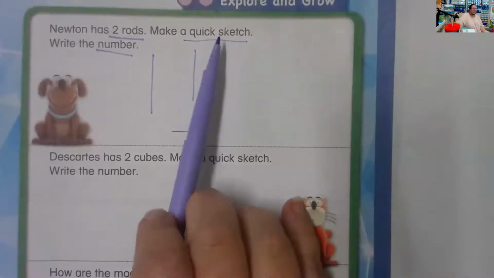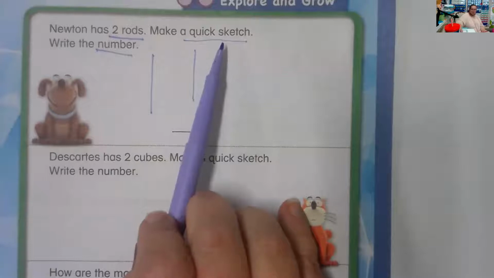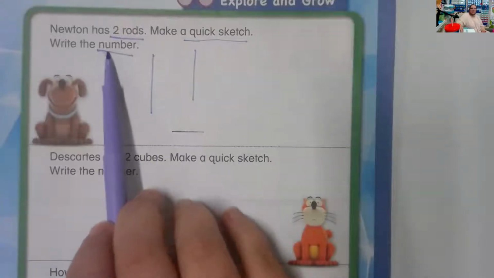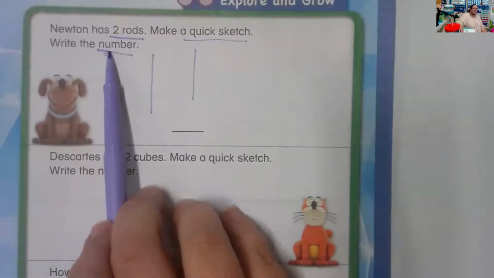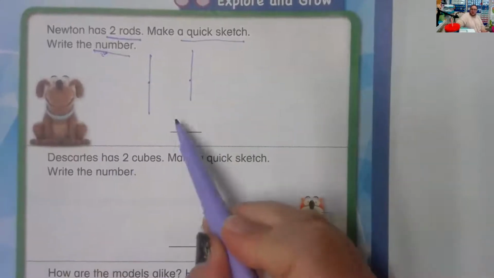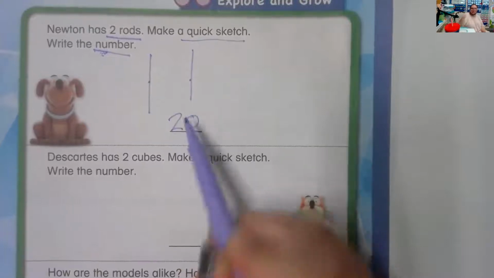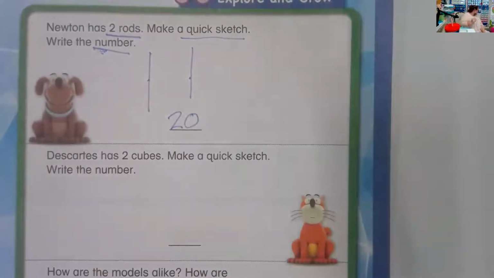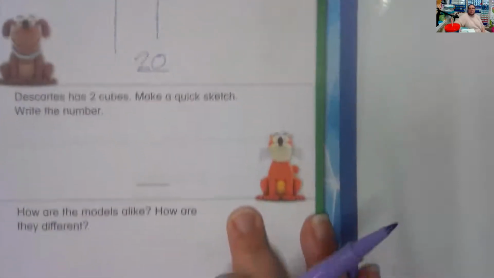Okay, so we drew a picture to solve. Now what do we need to know? The number. So what is this number? 10, 20. Okay? Everyone with me? Yeah. Yes? Okay. All right.